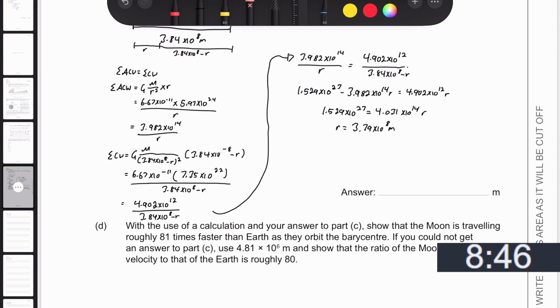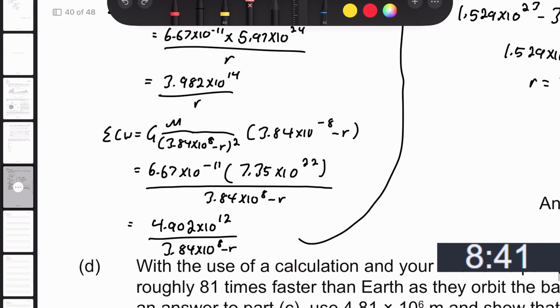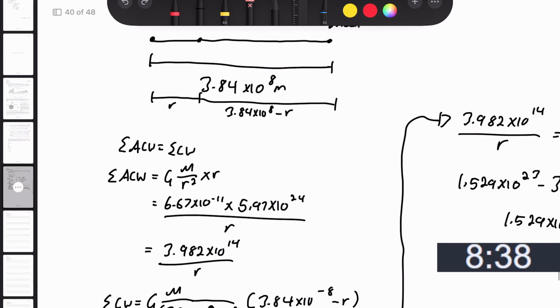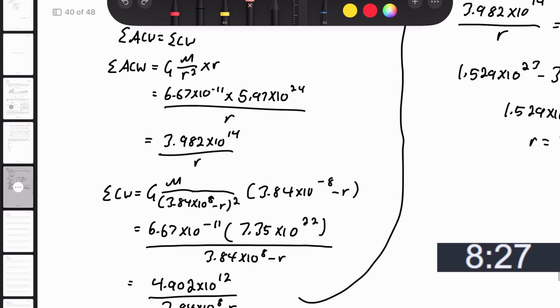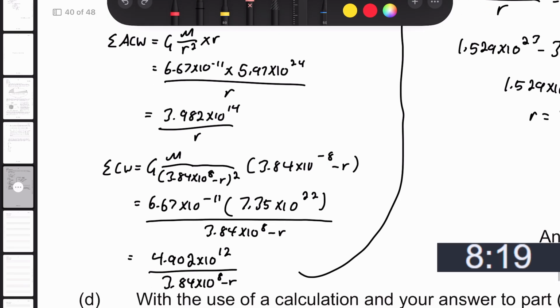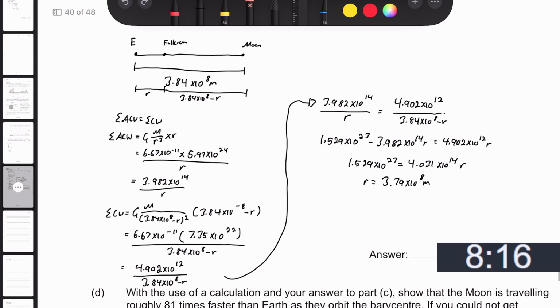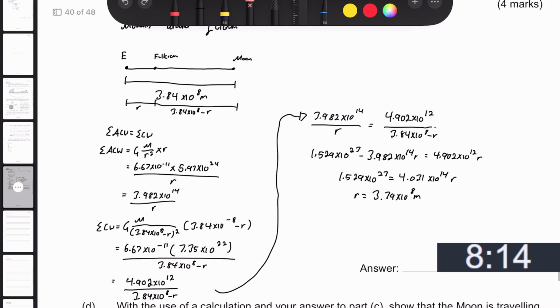Oh yeah, I definitely did this wrong, because they're using that. Let's see. My mean Earth-Moon distance is that.